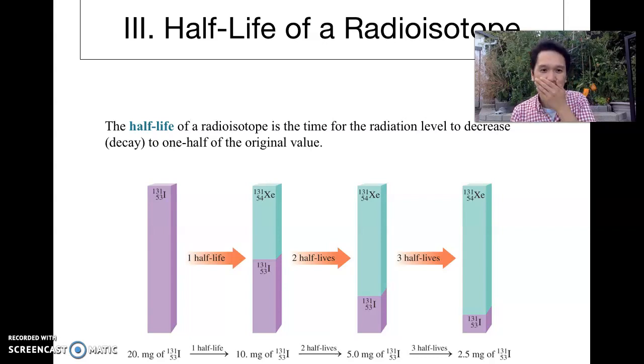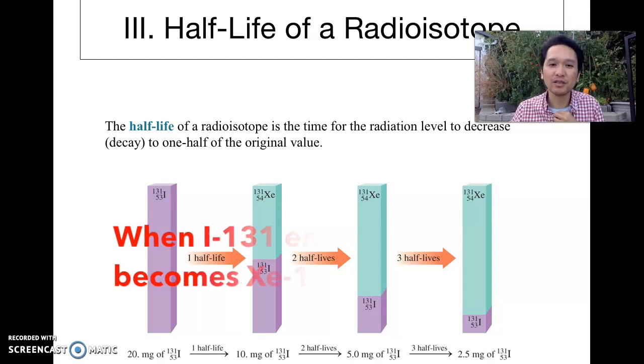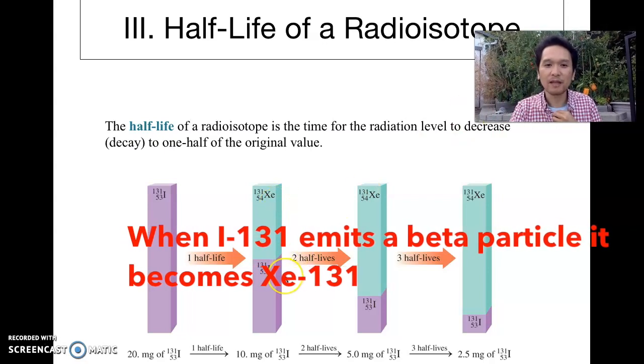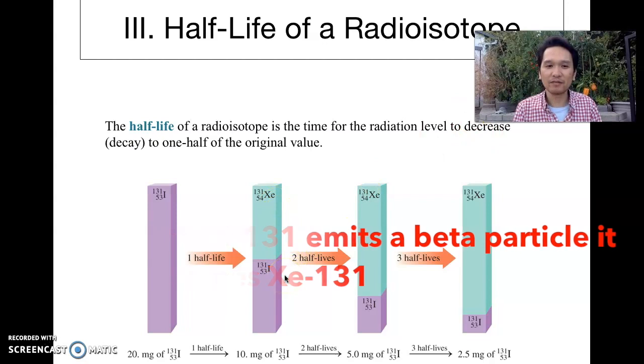So for example, if I have here 20 milligrams of radioisotope iodine isotope 131, after one half-life has occurred, if I start with 20 milligrams, I would now have 10 milligrams, right? So 10 milligrams of iodine have turned into xenon, for example, in this case. Iodine becoming xenon. So that's one half-life.